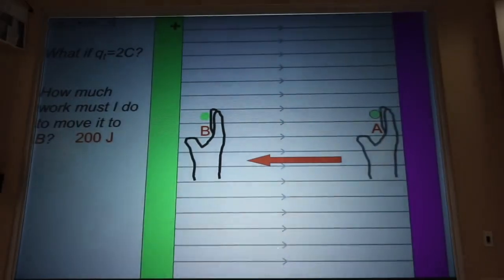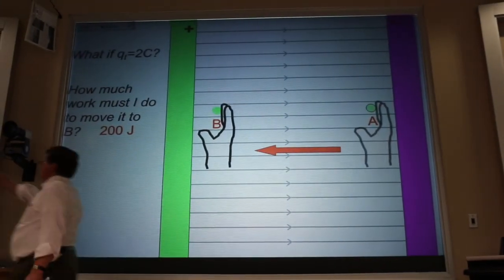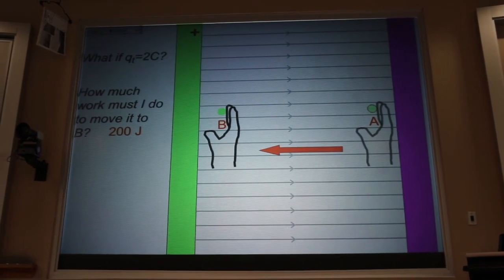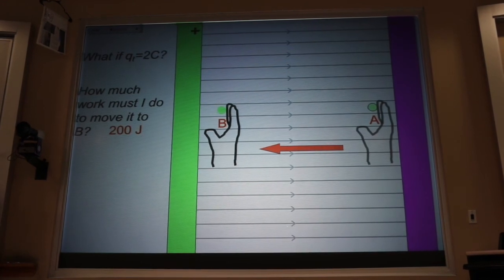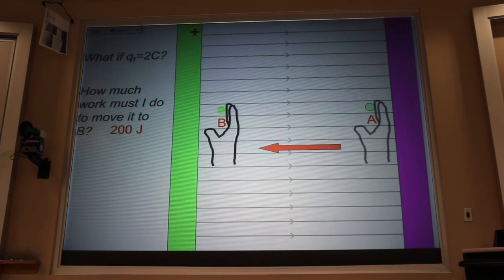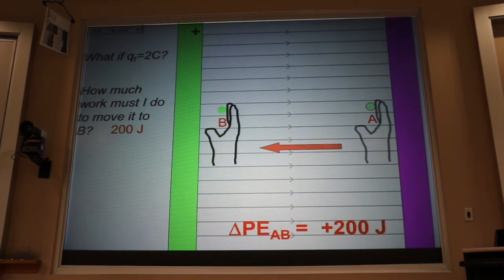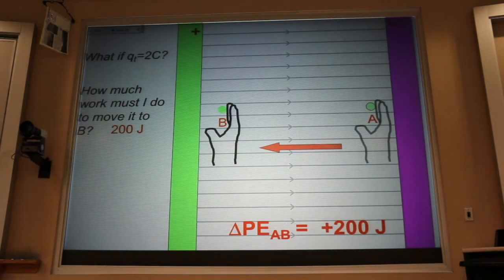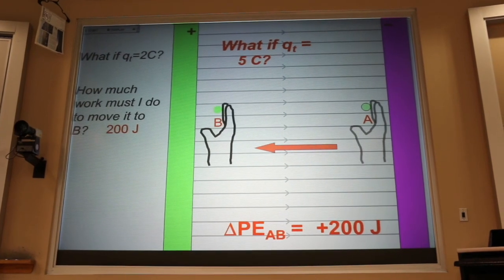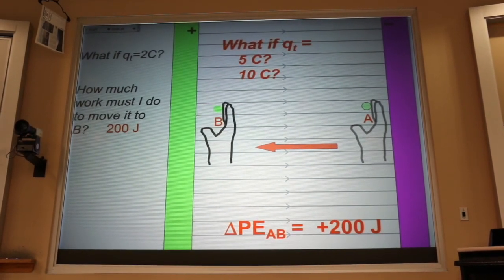Now, folks, because I'm moving it from rest to rest, the work I do, which just doubled, is equal to the energy stored, which just doubled. Okay, I just stored 200 joules. Now what if I bring 5 coulombs across? How much energy do I store? 500 joules. What if I bring 10 coulombs across? How much energy do I store? 1,000 joules. Here's a tricky one.